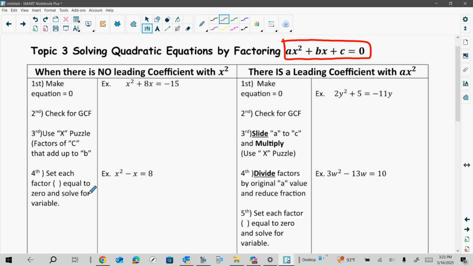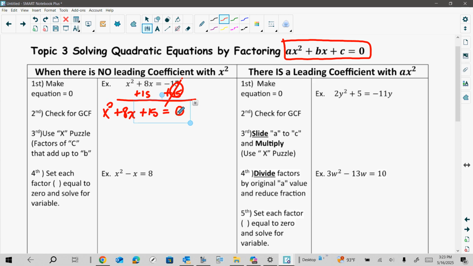All right. So first step here is to make our equation equal to 0. Right now it's equal to -15. So to make this 0, I'm going to do the opposite. I'm going to add 15 to both sides of the equal sign. The right side here becomes 0, and I'm just going to rewrite this polynomial. So this is x squared plus 8x plus 15 now equals 0.